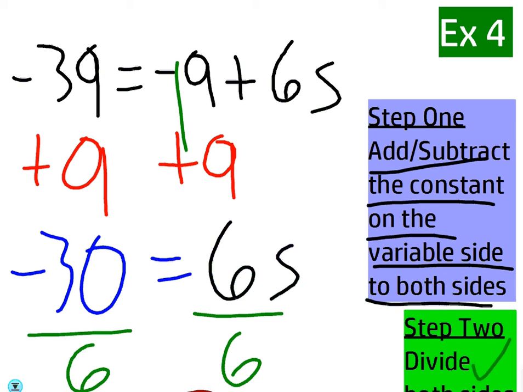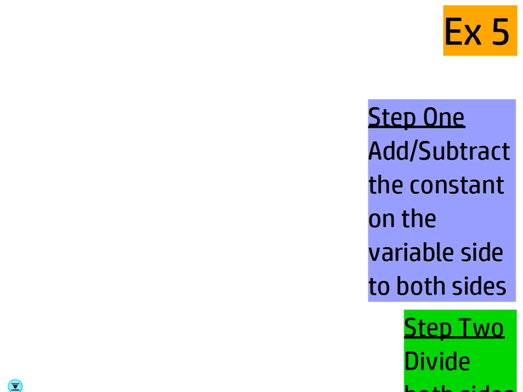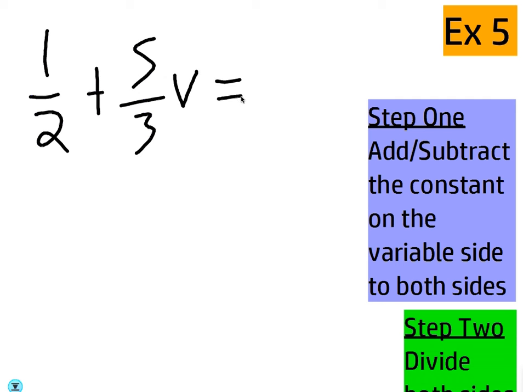Let's do one more. I want to do a fraction. 5/4, 1/2 plus 5/3 v equals 3/4. Now this is actually still considered a two-step equation, even though there's a bunch of fractions, they're still just numbers.